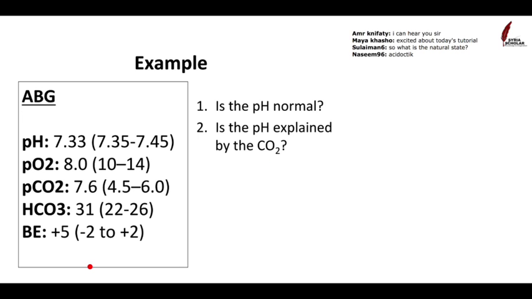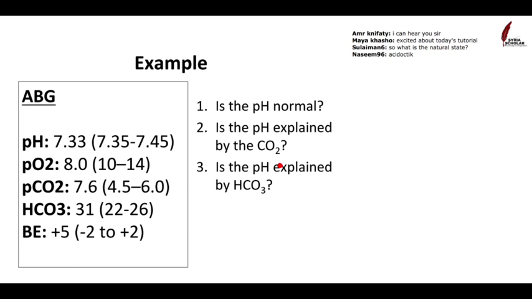Question 2, is the pH explained by the CO2? So you look at the CO2 levels, you ask yourself, are the CO2 levels high or low, and does that explain the pH? Yep, so the pCO2 is high, and we said when you have a high CO2 you become acidotic, so the pH is explained by the CO2. That means that this person has an acidosis and it's caused by the respiratory center, so they've got a respiratory acidosis. So we've made the first part of the diagnosis already. This patient has a respiratory acidosis.